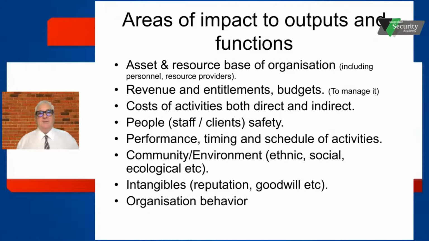The areas of impact to outputs and functions, so the asset and resource base of the organisation. What context is that, including personnel and resource providers? So the people that are supplying you trained, competent staff, the people that are supplying you what you need to function, whether that's computers, furniture, office space, trucks, legal advice, whatever it may be. Revenue and entitlements and budgets to manage it. This is what's at risk in your context.